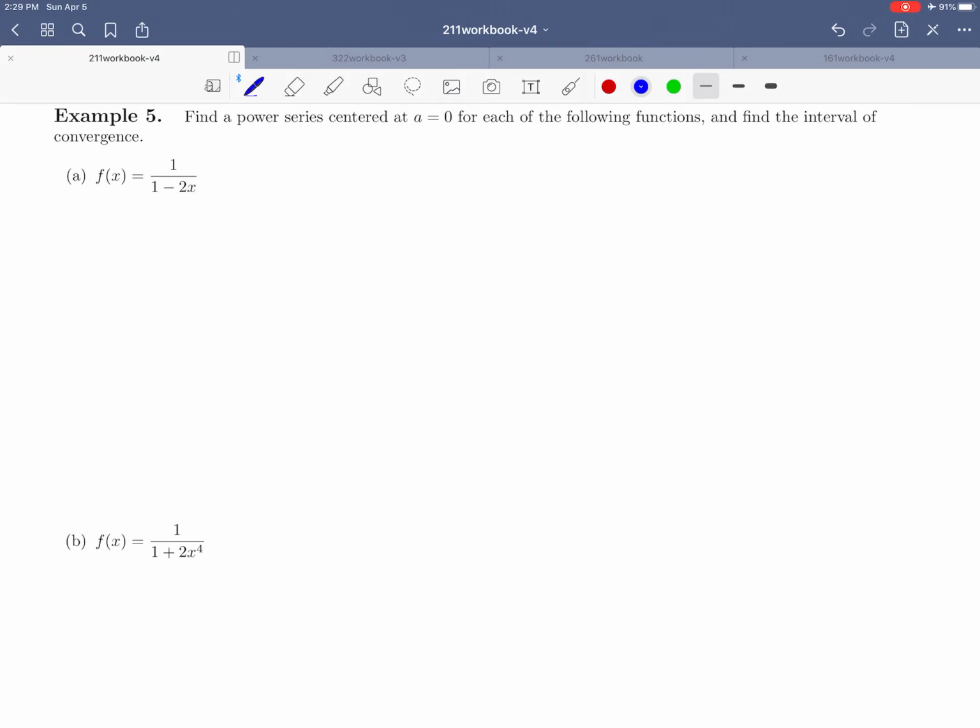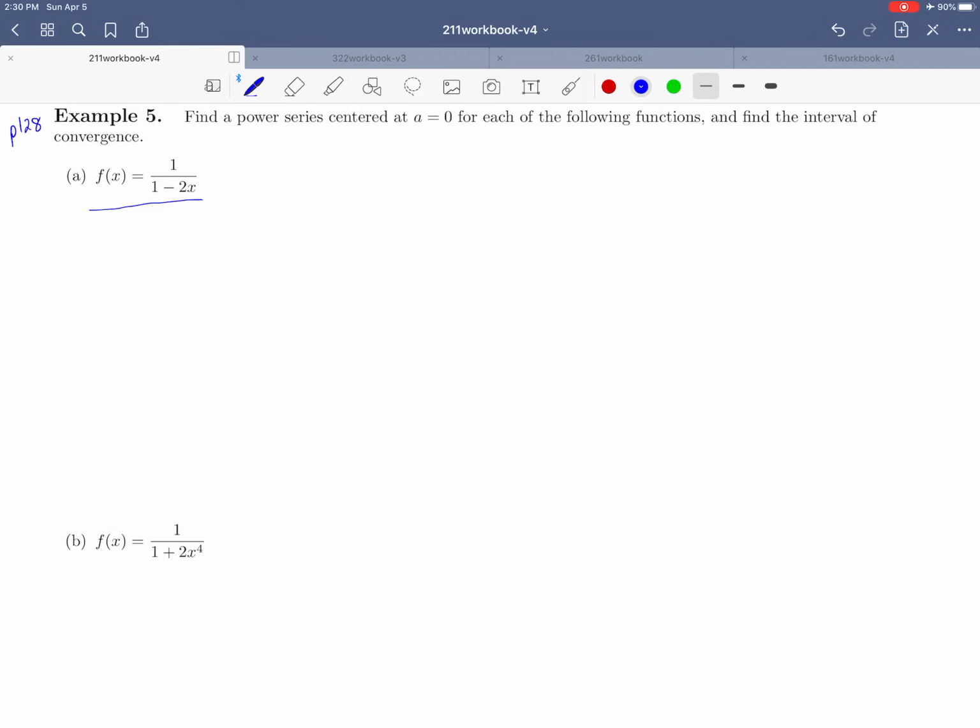In this video, we are going to look at example 5 on page 128. We're going to look at example 5a to be exact. So we want to find the power series centered at a equals 0 for f of x equals 1 over 1 minus 2x, not by finding the Taylor series, but rather using the method from a couple of examples ago, where we want to use a well-known power series expansion that we already have and plug in something useful to find the power series expansion of this new function, 1 over 1 minus 2x.